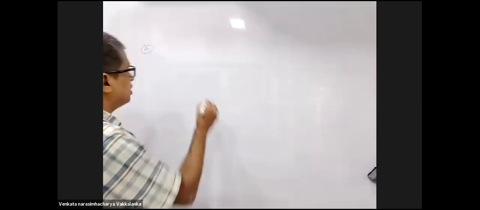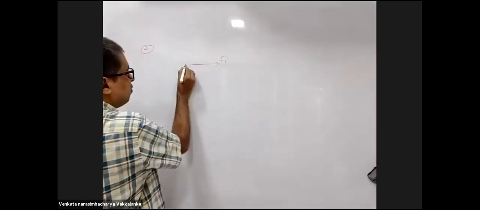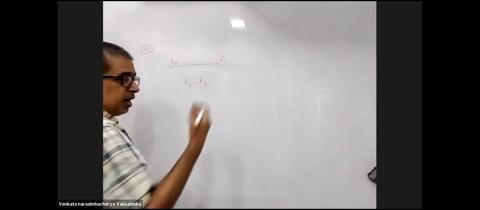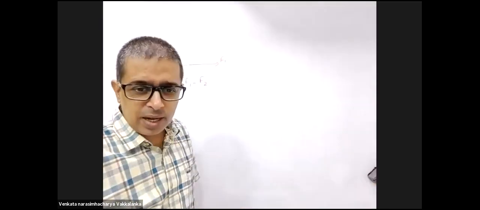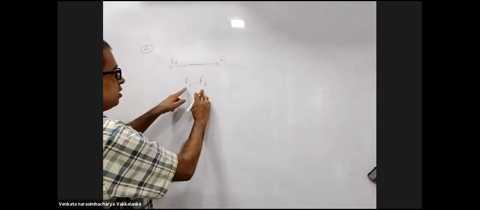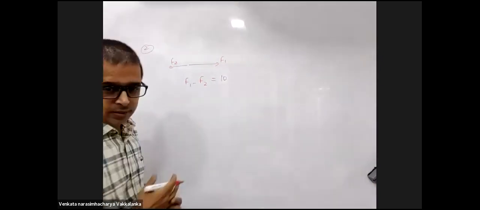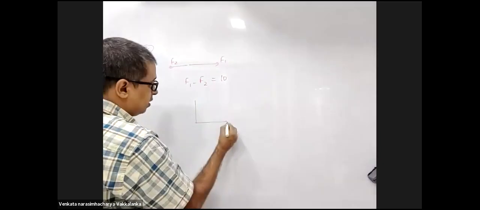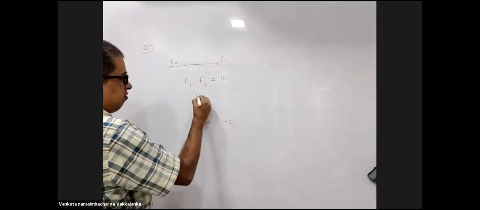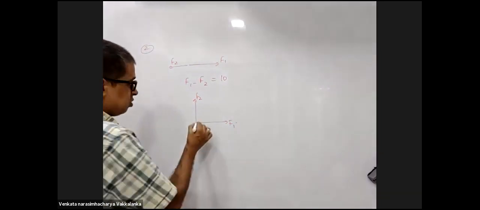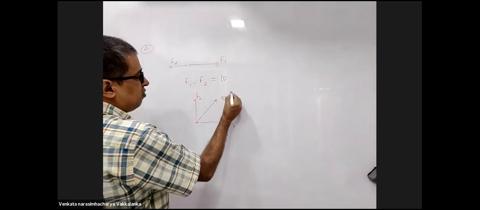Two forces acting on a particle in opposite direction. One force is F1, another force is F2. I can be numerically adding or subtracting them because they are in the same line. They are in opposite direction, so I will subtract. F1 minus F2 is given as 10 Newton. If they act at right angles to each other, F1, F2, the resultant is found to be 50.